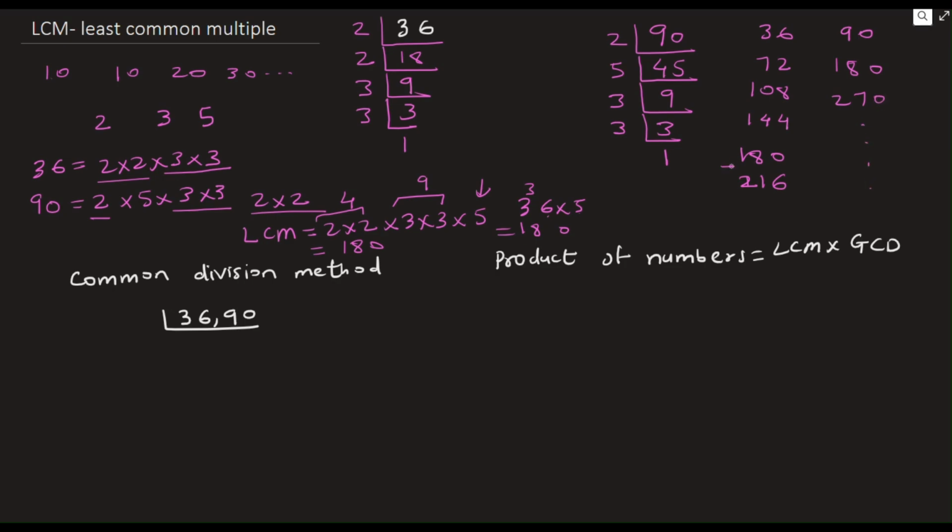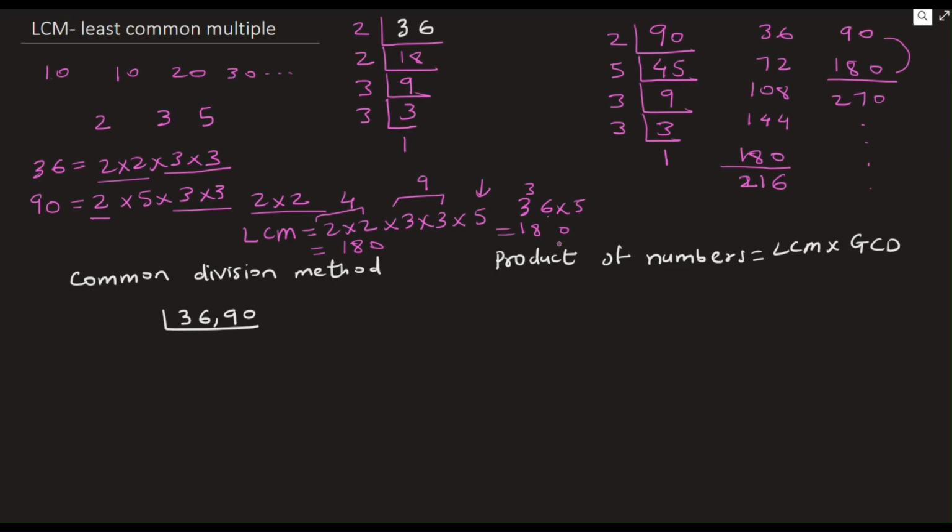And here I have a common multiple which is the lowest. Here, 90 times 2 and 36 times 5. So this is the least common multiple. The multiples I find out, and the lowest multiple which is common is the least common multiple, which is equal to 180.